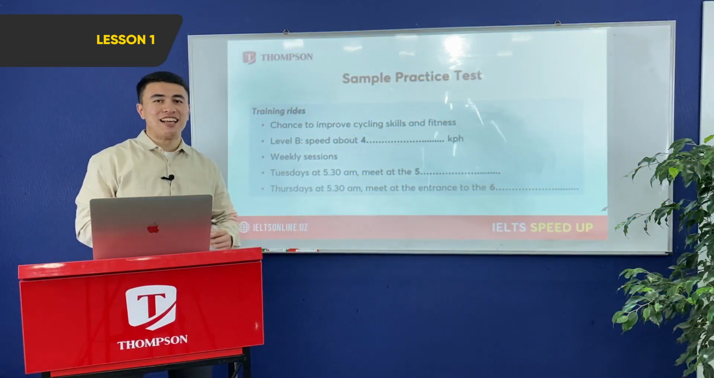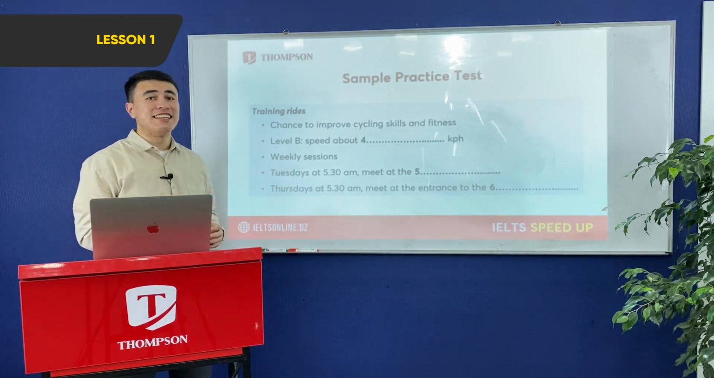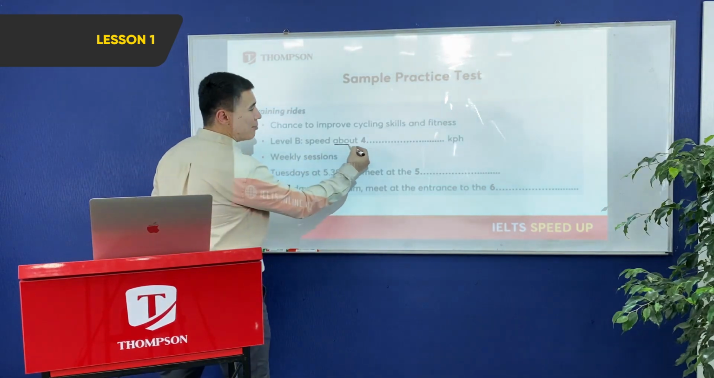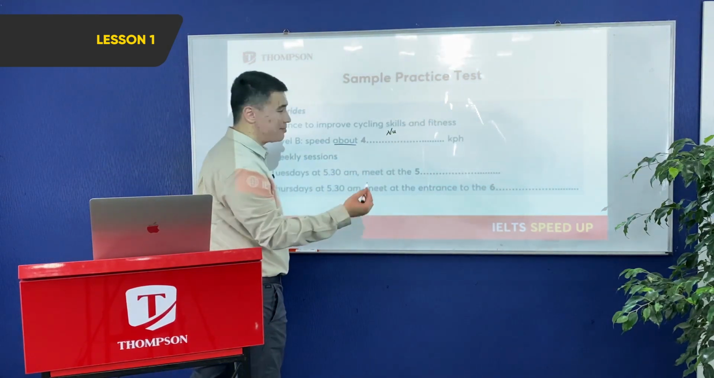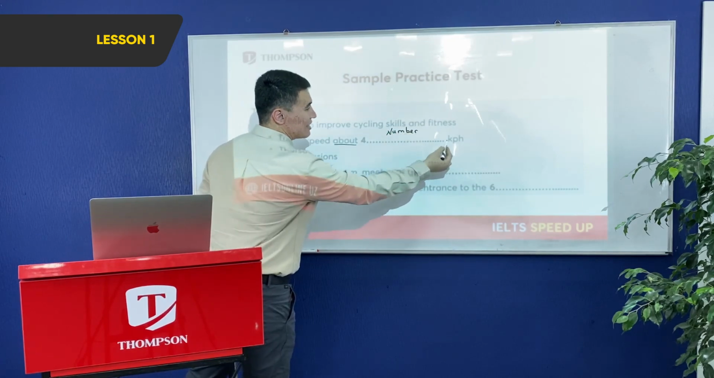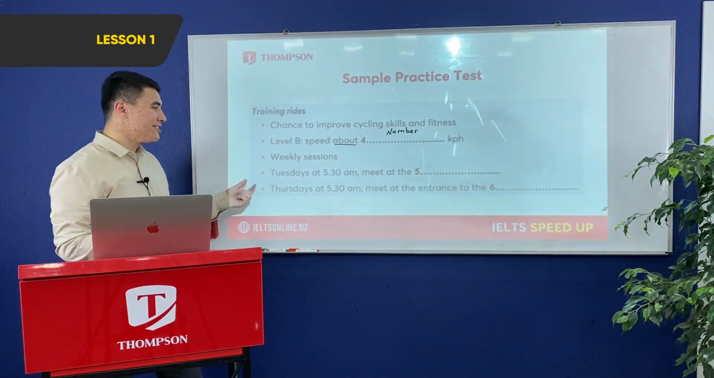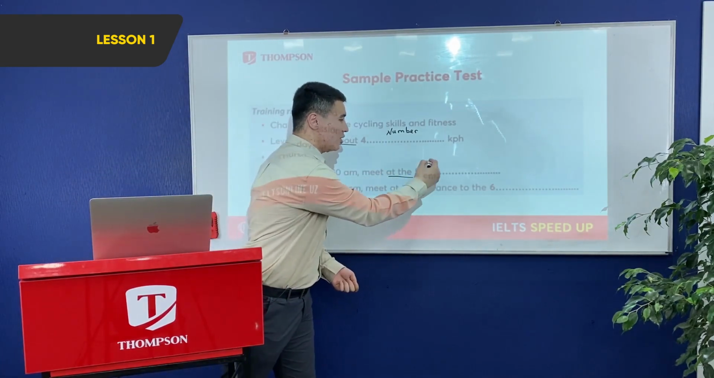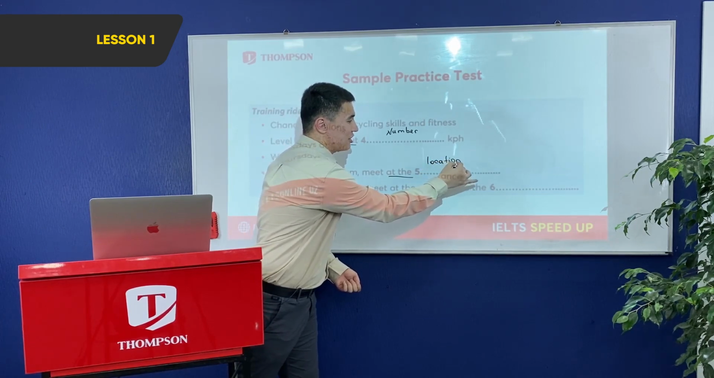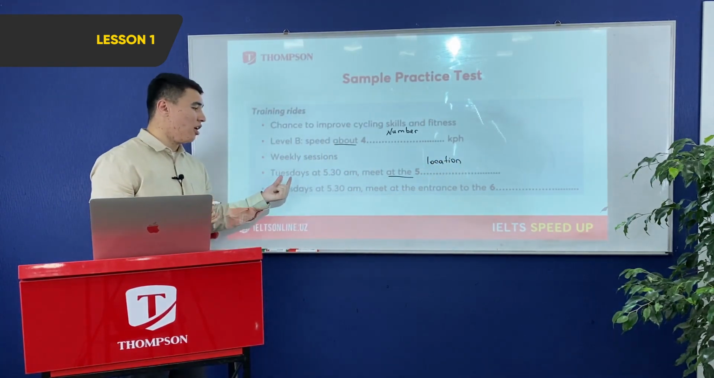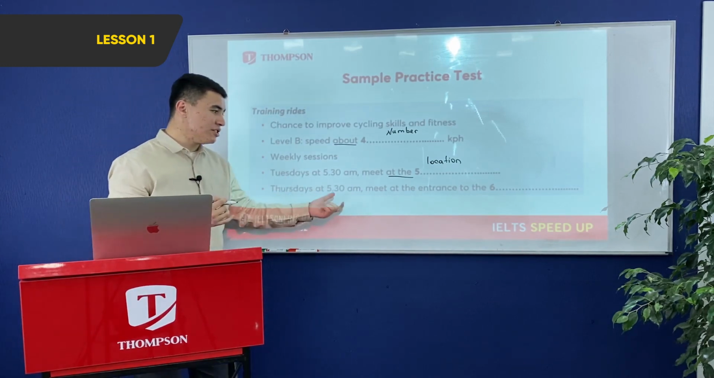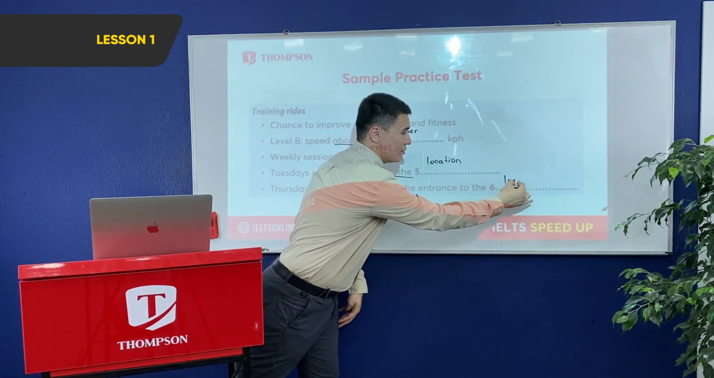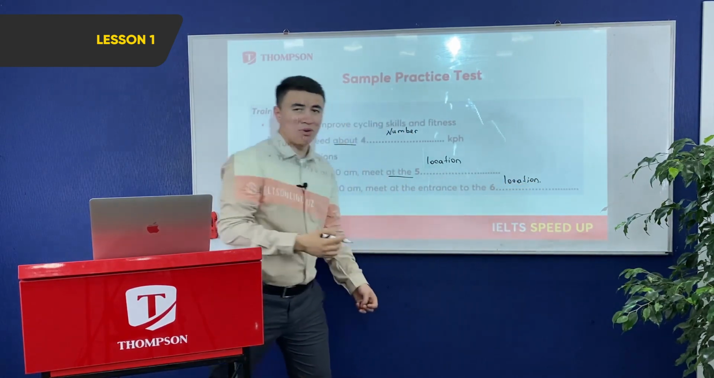Let's move to the rest of the conversation. In the second half, you can see here level B speed about, so you are actually expected to write a number here because it says kilometers per hour. So here, Tuesdays at 5:30, meet at the, so you should write a location here. So meeting location on Tuesdays. And for Thursday, meeting location is the entrance to the, okay, this is going to be one more location.